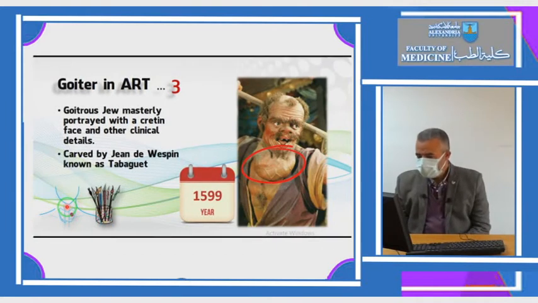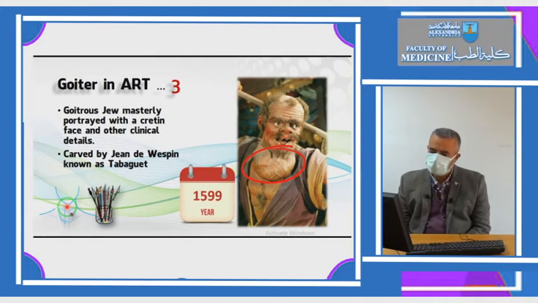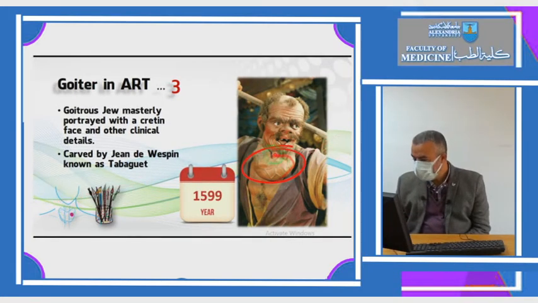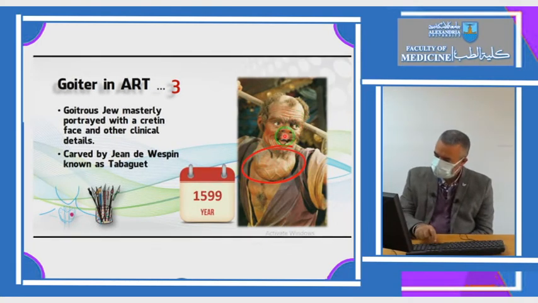And going back to the art, in 1599, this statue was carved representing a goitrous Jew, presenting with a huge goiter and cretin features. So even cretinism has been represented in the art.